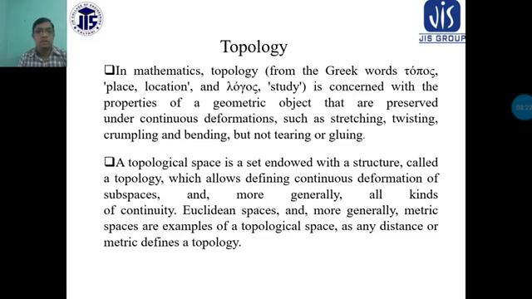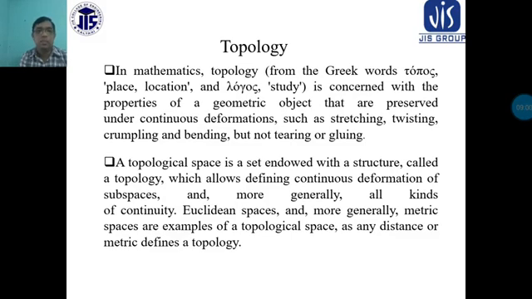That means continuous deformations are considered here, such as stretching, where you can stretch most portions, and in a few cases twisting of the object, and crumpling and bending can be done through these procedures, but not tearing or gluing, according to topology.